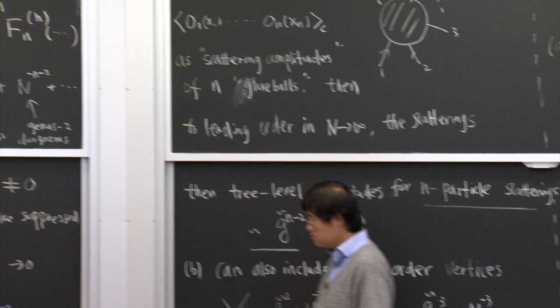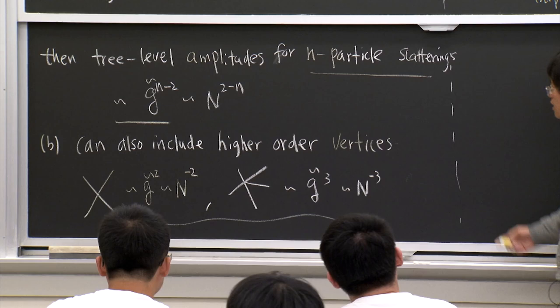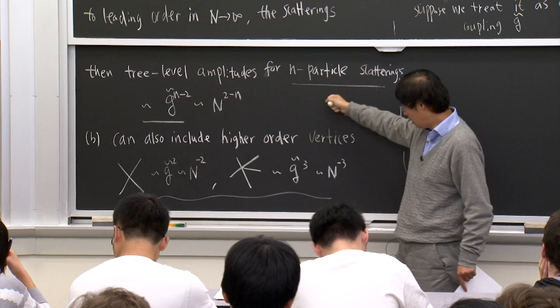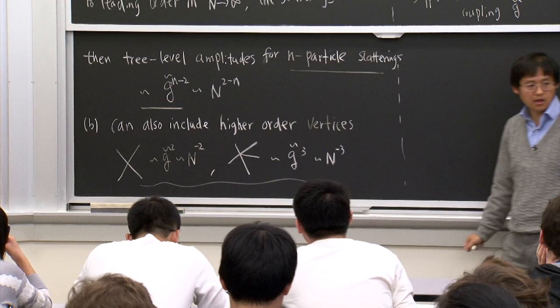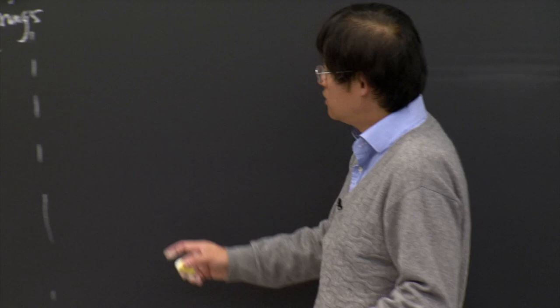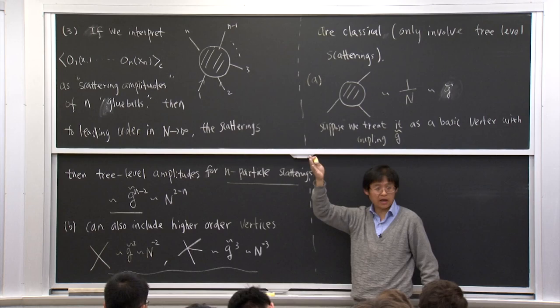Then you can easily convince yourself that even including such higher order vertices does not change the conclusion that the tree level amplitude for n particles scales like this. So this is the second statement. And these two statements just give you a heuristic way to see that this kind of scaling can be generated by tree level scatterings.